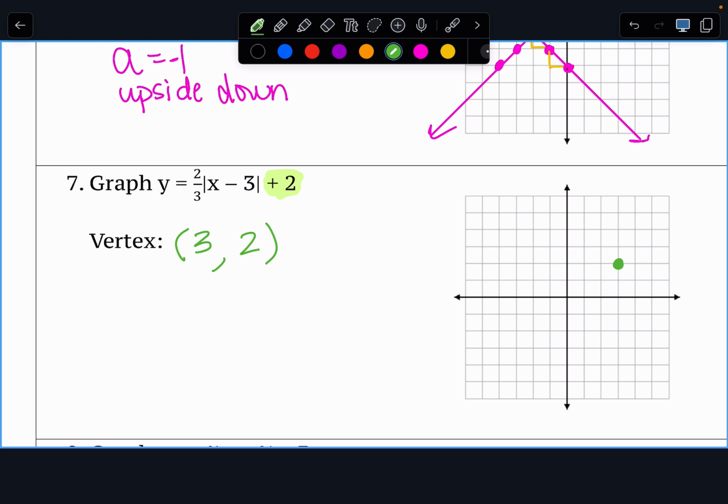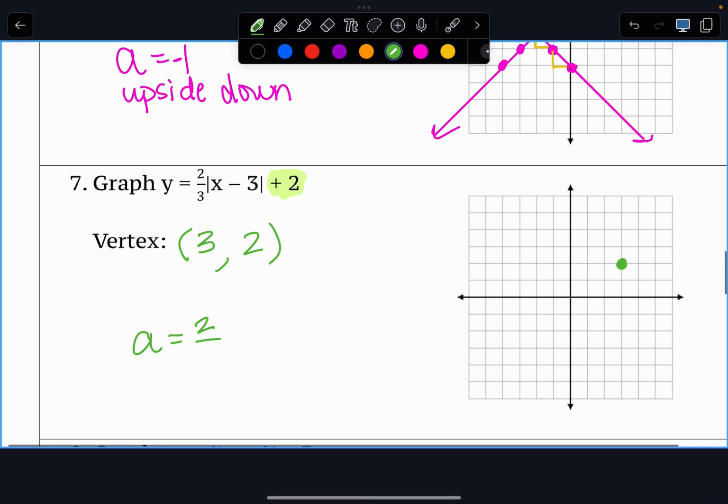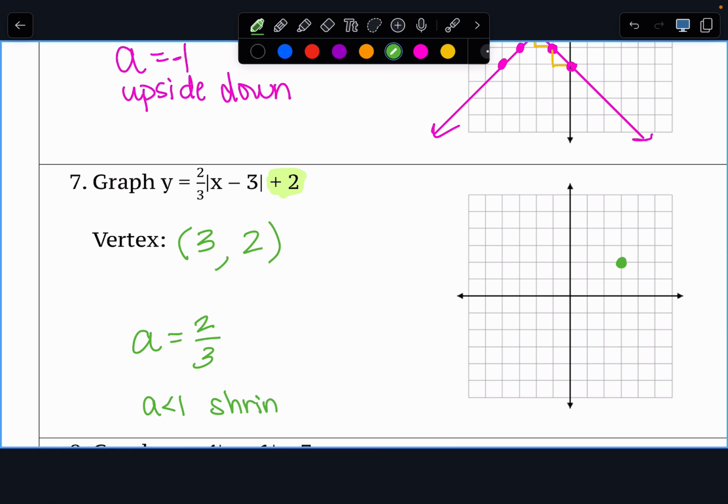Ainsley, what's the A value? 2/3. Okay, so first of all, that's positive, correct? Yes. It's positive, which means it's going to be opening up. It's less than 1, which means, is it a shrink or a stretch? Shrink. Why do we say that it's a shrink? Less than 1. Yes. Visually, our V is going to get pushed down to be wider.